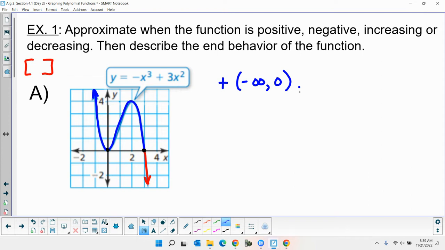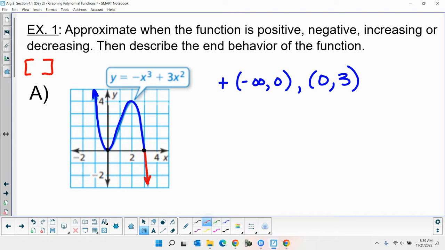Also, there's another section. It's positive from 0 to 3. And remember, it's always the x values we're looking for, the intervals. We're not looking at the y. That's where some of us get messed up. It's always the x values we're going to use, okay?